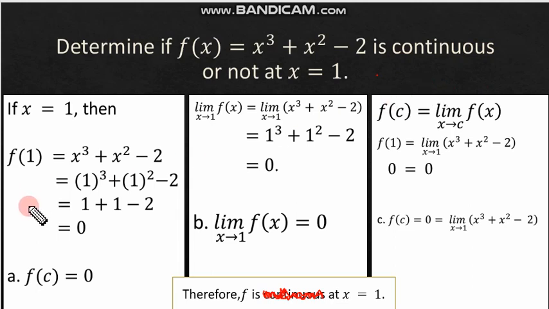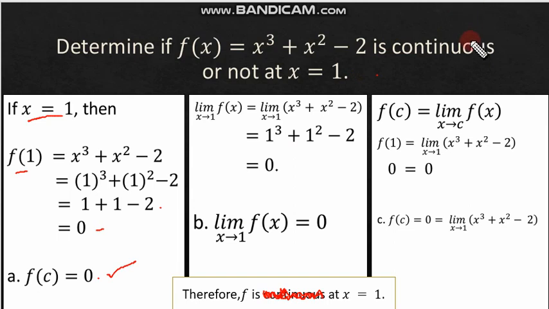Let's start with f of c. Since the given x is equal to 1, f of c is equal to f of 1. So f of 1 is equal to x cubed plus x squared minus 2. Substitute the value of x with 1, so 1 cubed plus 1 squared minus 2. That's 1 plus 1 minus 2, which is equal to 0. So our f of 1, or f of c, is equal to 0, so condition number 1 is okay, which is that f of c exists.